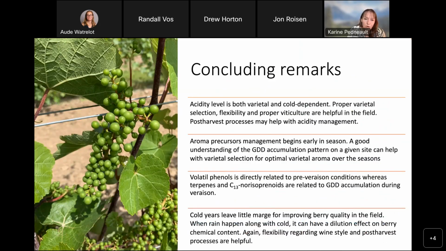As I pointed out, the acidity level is both varietal and cold dependent. So you need proper varietal selection for your vineyard and flexibility to manage acidity, and probably some post-harvest processes may help with the acidity management. Aroma precursors, all the aroma that you're going to build in your berries, starts early with sun, with heat, so exposure of berries in the vineyard, and also at the end with terpene accumulation and C13 isoprenoid accumulation during this veraison time. Skipping the volatile phenols line.